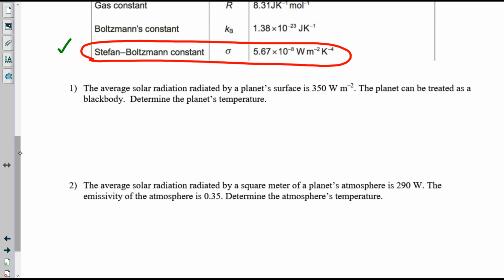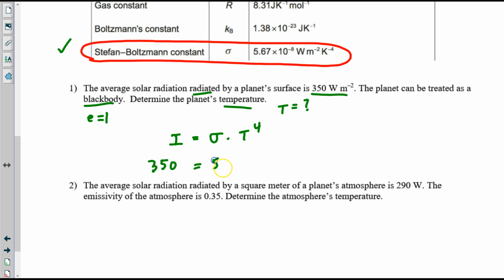Number 1 says the average solar radiation radiated or emitted by a surface is 350 watts per square meter. The planet can be treated as a black body, therefore emissivity is 1. Find the temperature. Okay, we are going to use the Stefan-Boltzmann law. And this is pretty straightforward. We know the intensity, it's 350. We know the Stefan-Boltzmann constant, 5.67 times 10 to the minus 8.